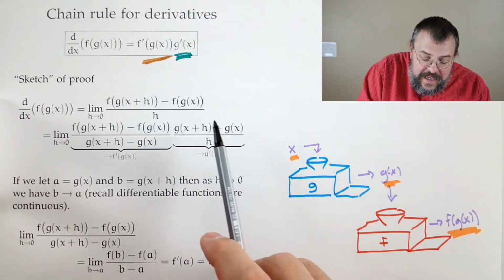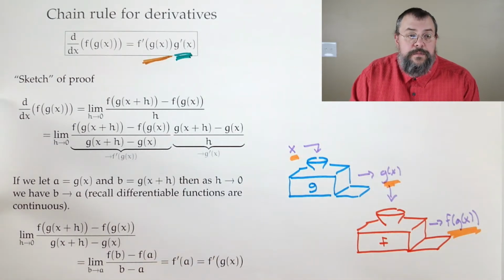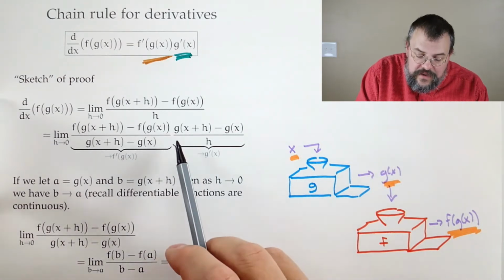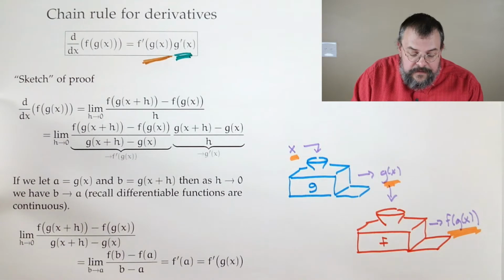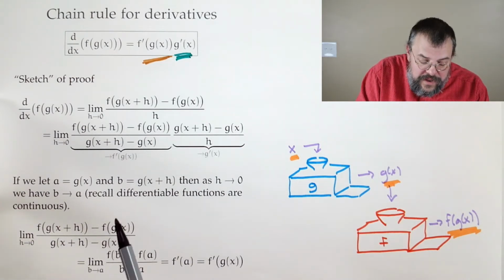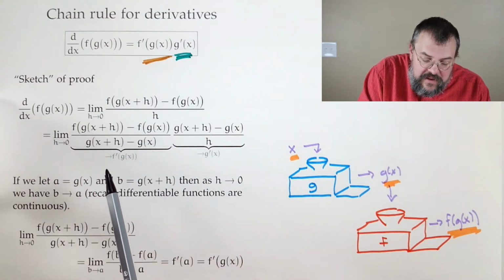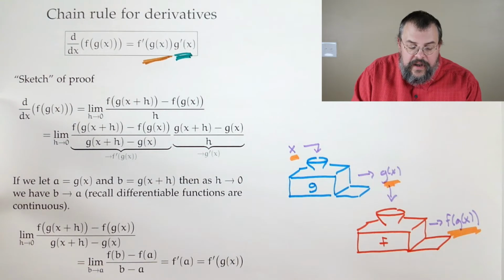Now, the second half, it's pretty straightforward to see that this is the definition of what g prime of x is: g of x plus h minus g of x all over h. What about the first piece? Well, what is this? Well, we have to think about it a little bit. The claim is it's f prime of g of x. And how do we think of it?